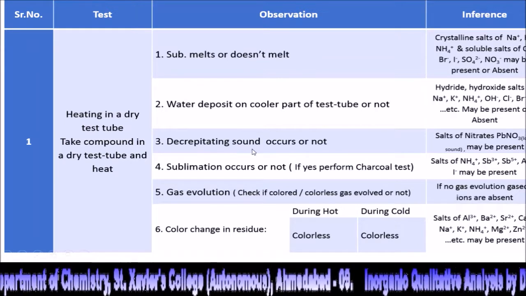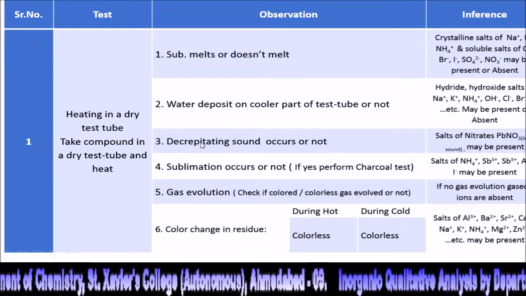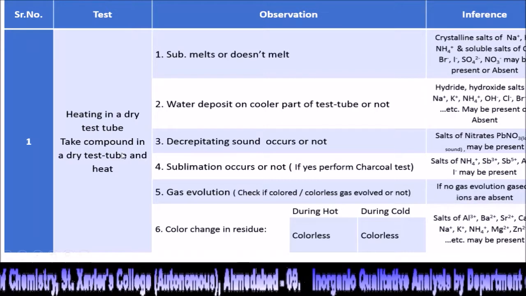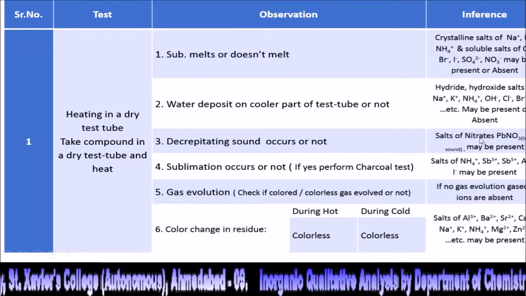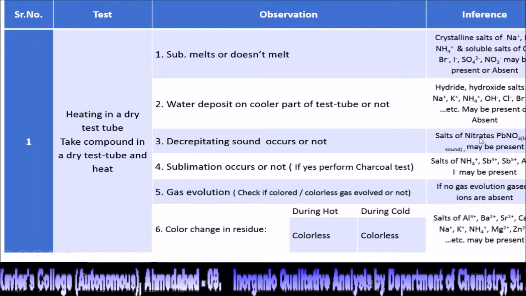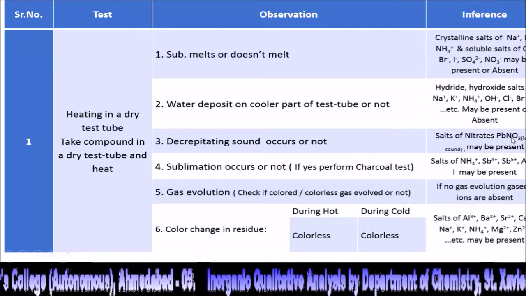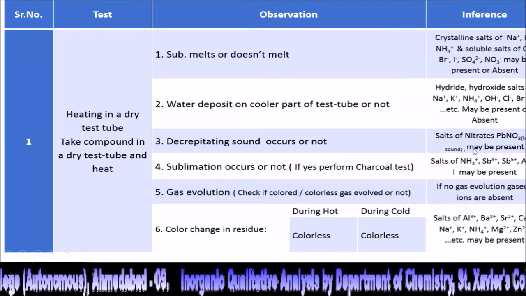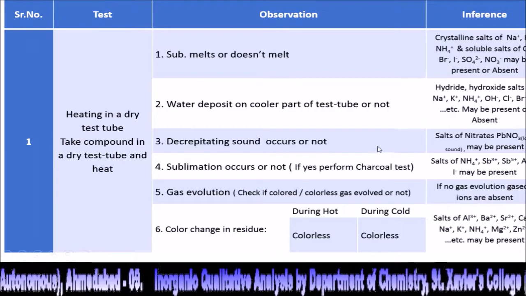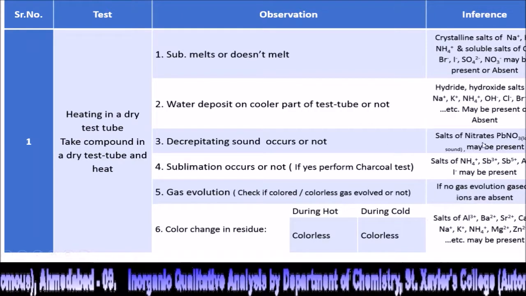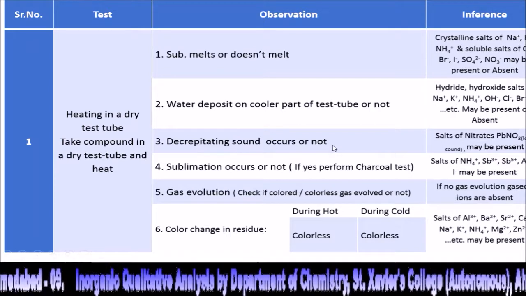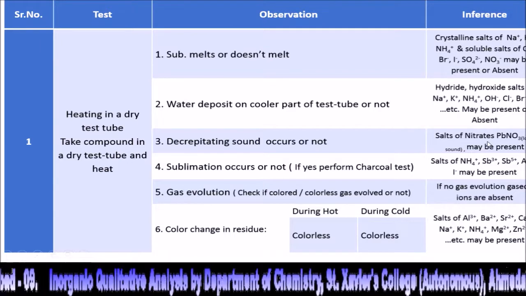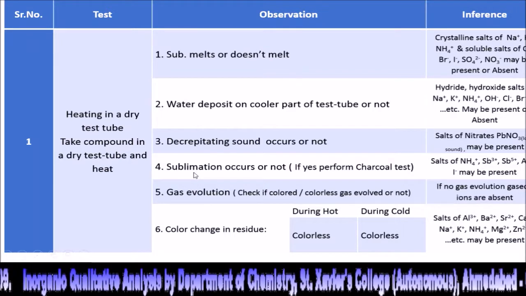Now, decrepitating sound occurs or not. If the decrepitating sound occurs during heating the substance in a dry test tube, we may say that salts of nitrates are there. Especially lead nitrate creates a loud sound on heating in a dry test tube. So nitrate may be present. If the decrepitating sound is not there, we may write that salts of nitrates are absent.